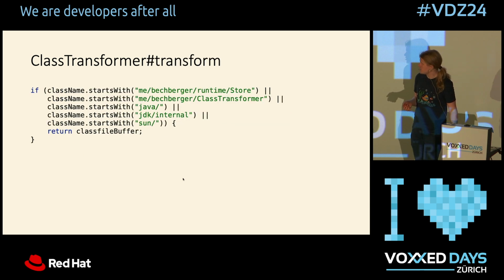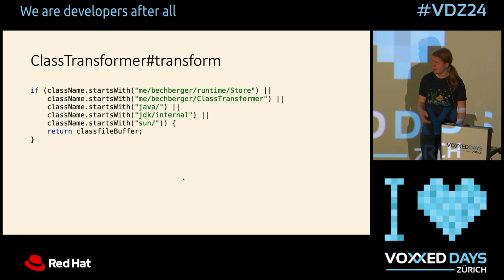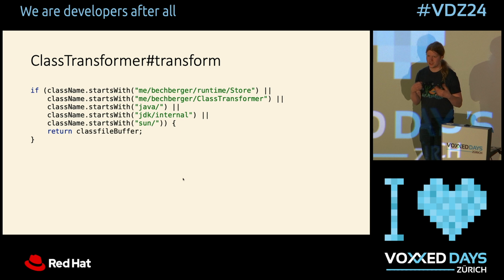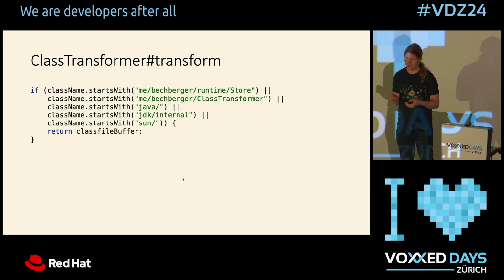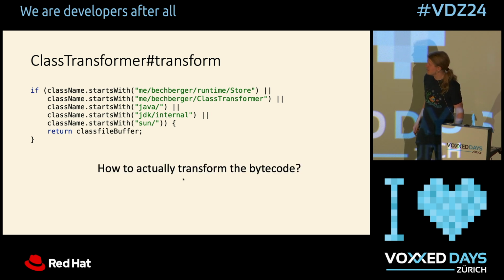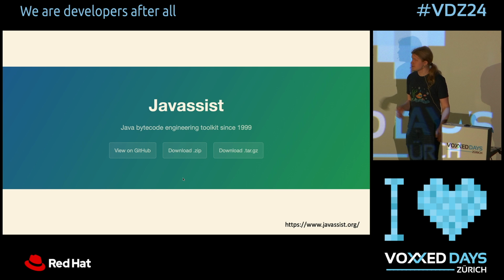That's quite nice. It gets some parameters, and essentially what we do is we check, hey, is this a class that we want to deal with? We usually don't want to instrument classes that are in the Java runtime library anyway, or our own classes, because we get endless loops and endless recursion. But how do we actually transform the bytecode?